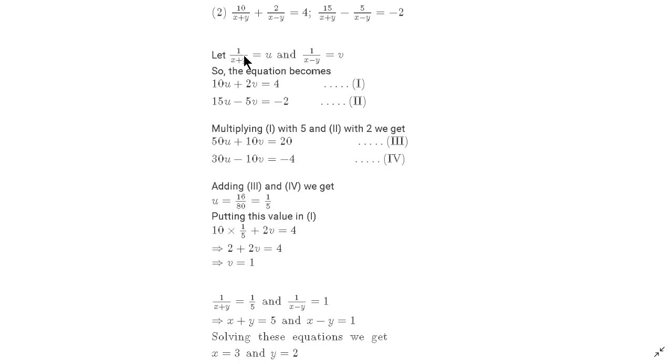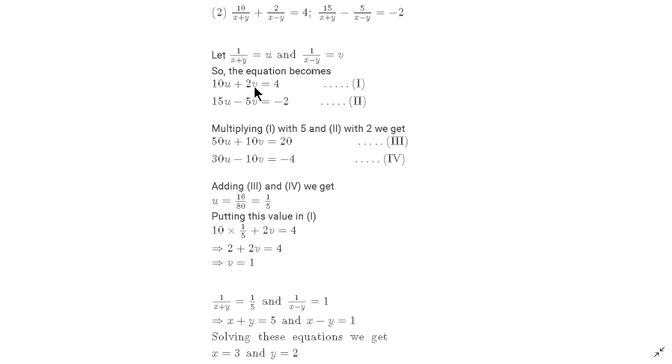So again, what we will do is, we will set 1 upon x plus y equal to u, and 1 upon x minus y equal to v. We can see here 10 is multiplied with 1 upon x plus y, 2 is multiplied with 1 upon x minus y. That's why we are putting them in new variables and we will convert them into a linear equation. So this is our new linear equation.